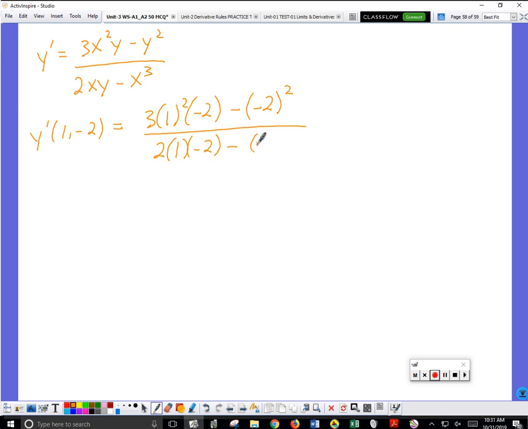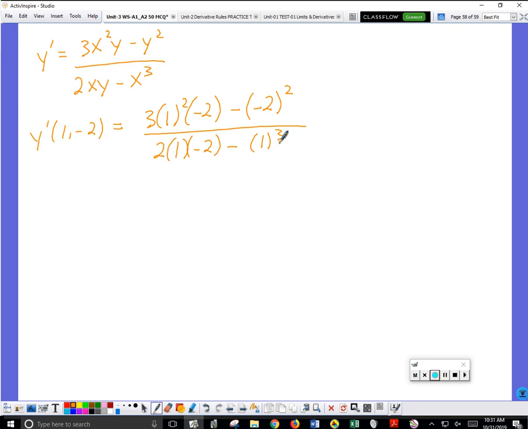A habit you should develop right now is every time you replace an x or a y with a number, use a set of parentheses, and you will never make a mistake. If you do it without the parentheses, I guarantee you'll make mistakes. It prevents a very common error.